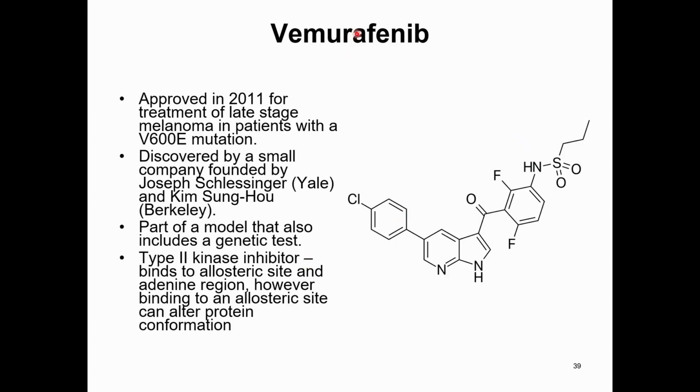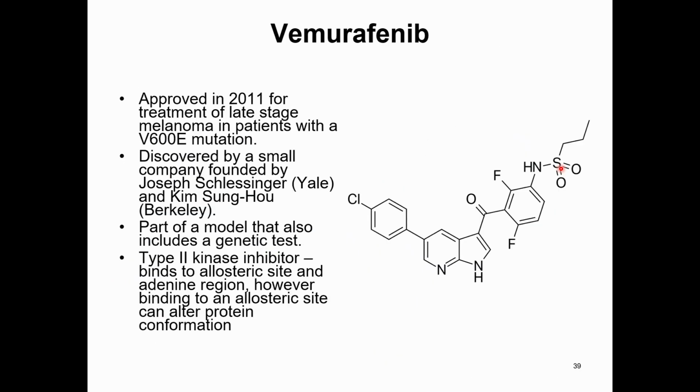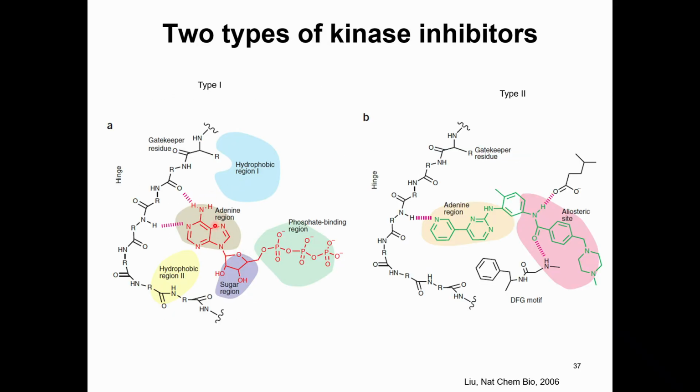Here's another one, vemurafenib. And this is a drug that's been developed for melanoma, not as famous as imatinib, but this one actually has a part that binds that allosteric site. But anyway, I just want you to know, last thing here, if you look at the structures of this drug and this drug, you can see that they have a lot of rings, right? And so they tend to mimic the adenine region to some degree, okay? And that's why they're substrate analogs.